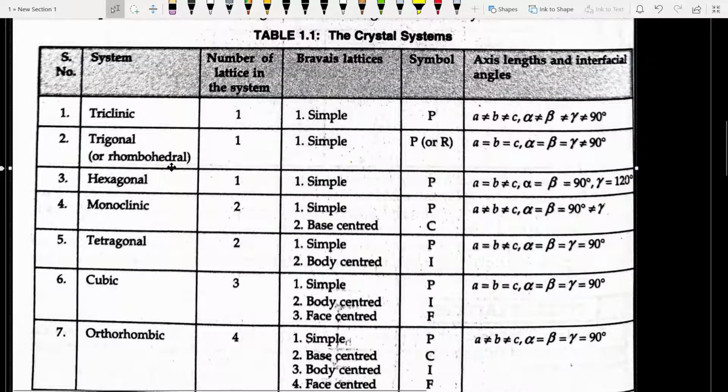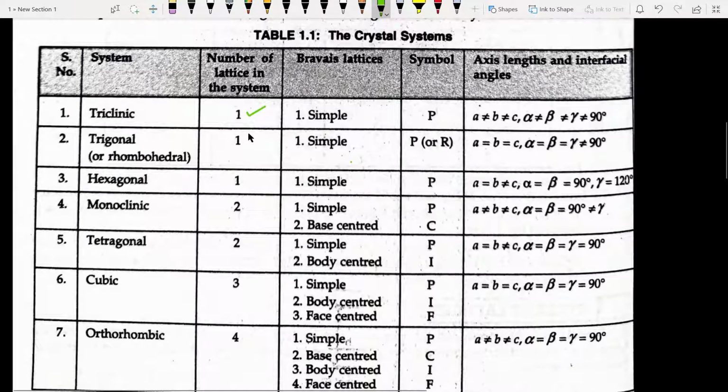So first is triclinic. In this system, the number of lattices is 1. Trigonal is 1. Hexagonal is 1. Monoclinic lattices are 2. Tetragonal lattices are 2. Cubic lattices are 3. Orthorhombic lattices are 4.